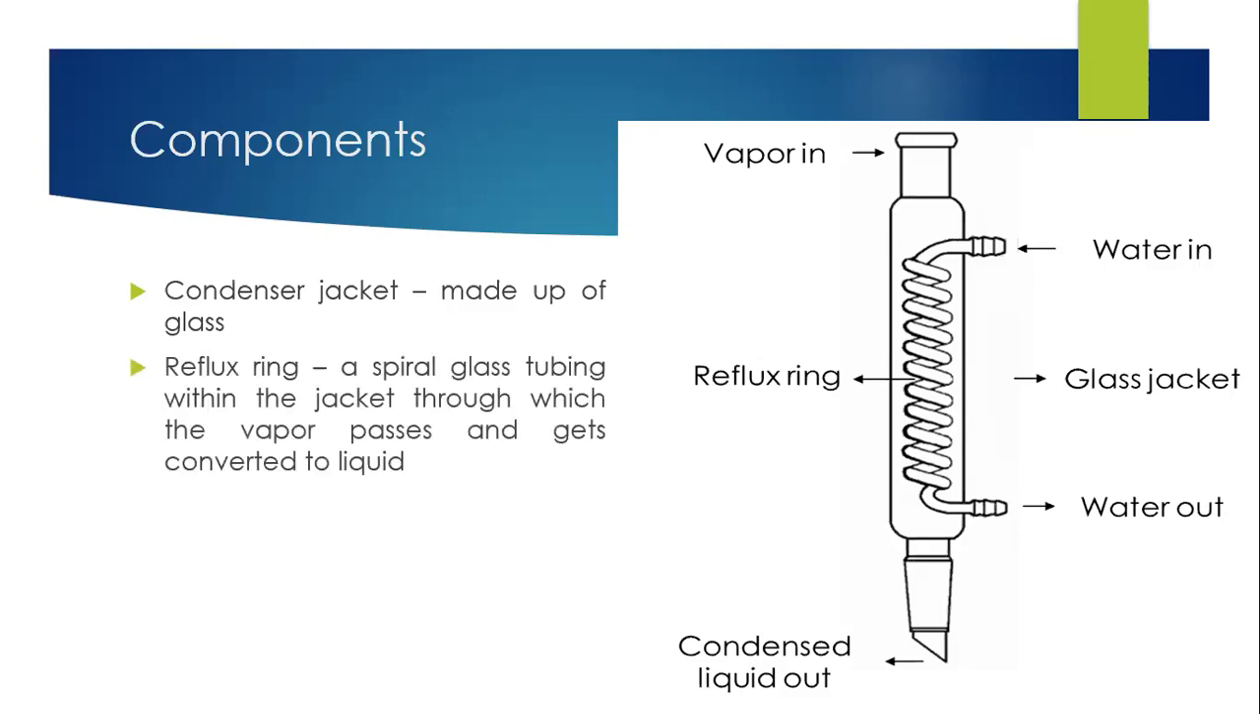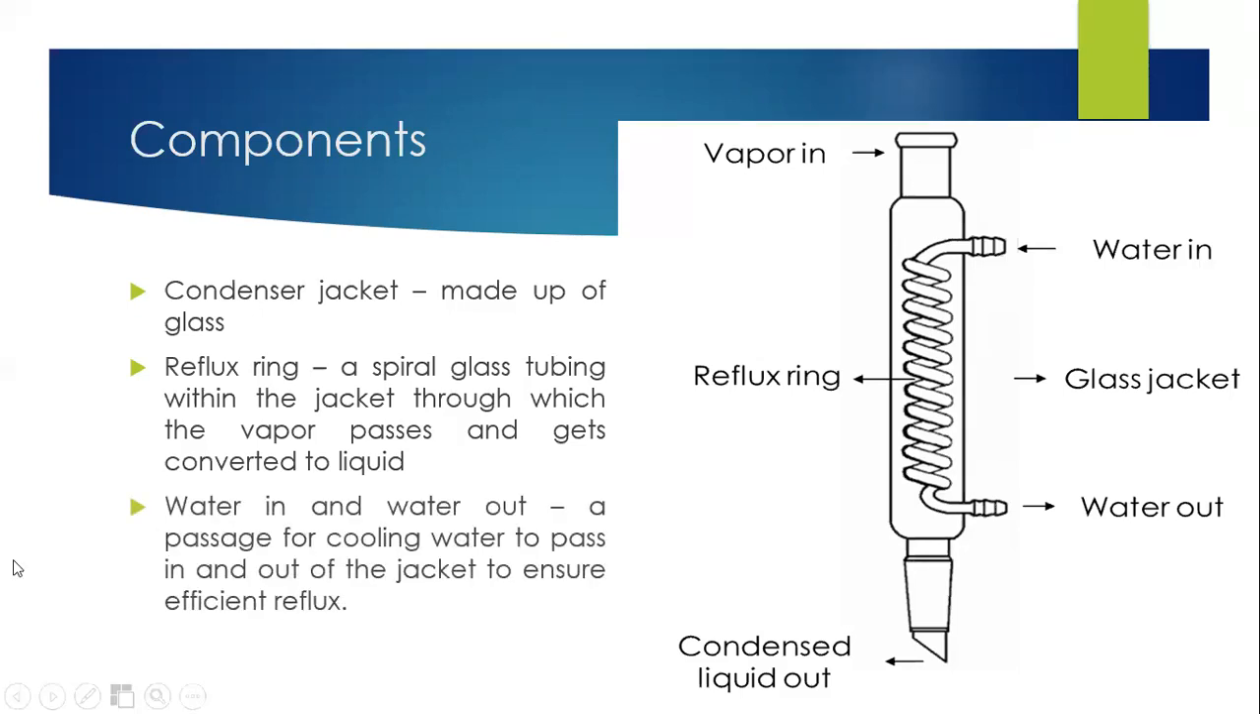There is a reflux ring, a spiral glass tubing present within the glass jacket, through which the coolant is going to circulate. There is a water inlet and water outlet for passing of cooling water to ensure efficient reflux is happening. So those are the parts and components.